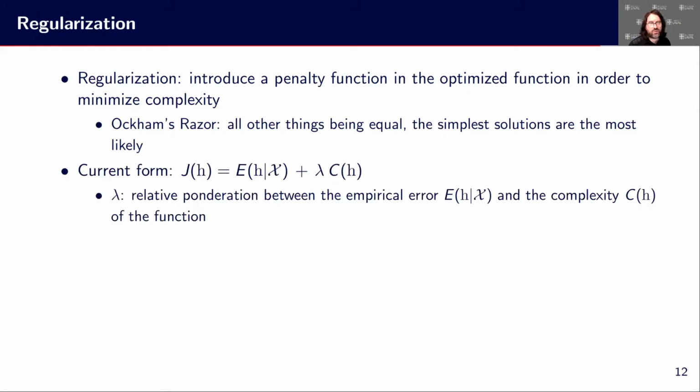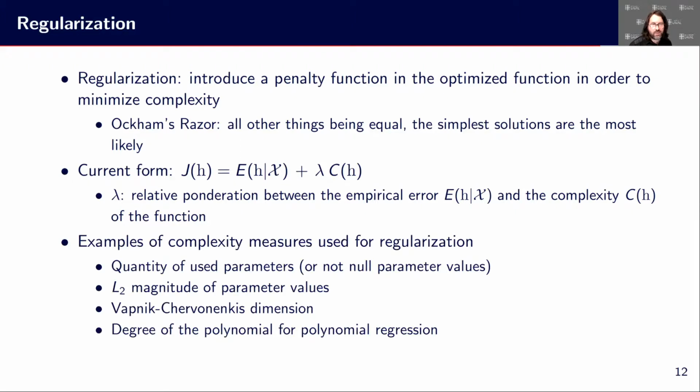A common form is to say, let's use a J function, which is made of E, the error function or the loss function, plus some lambda, which is a kind of arbitrary relative weighting between the empirical error and the complexity of the function. So we want to weight error versus complexity through this lambda factor. It is important to adjust the lambda in such a way that we will get more complex models if there is some decrease in error, but at equal performance, we tend to minimize complexity.